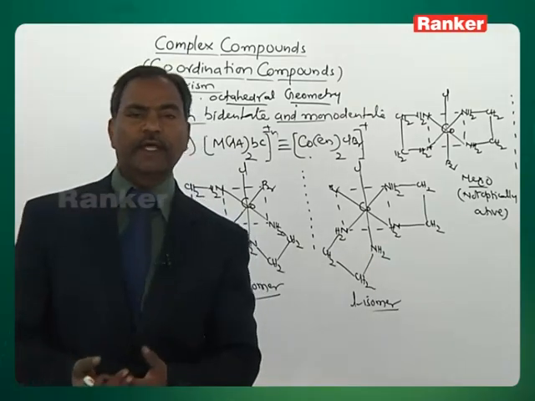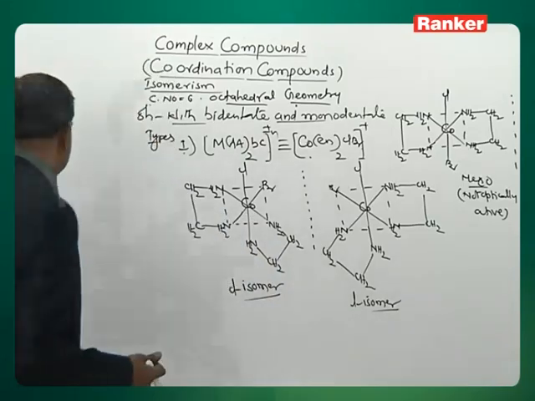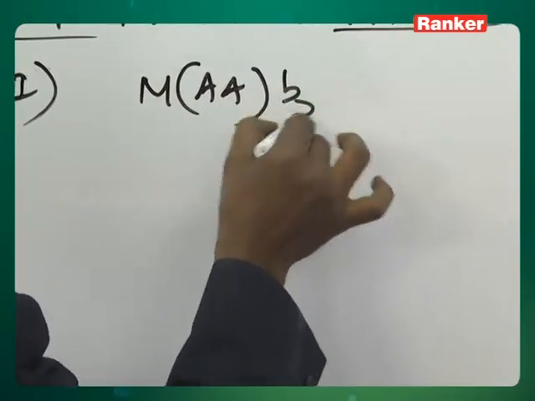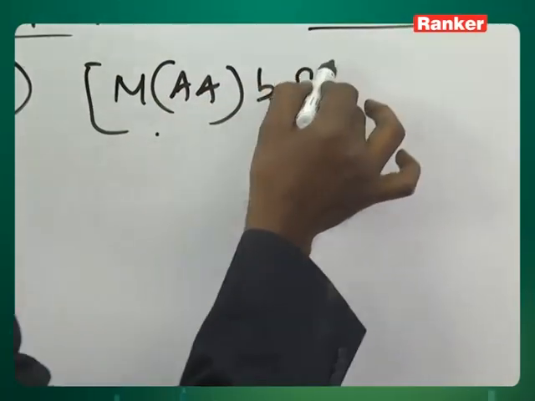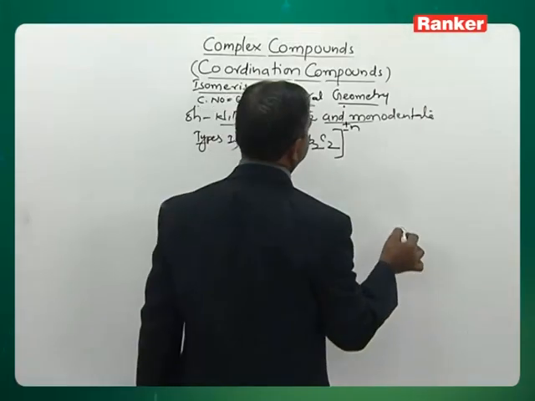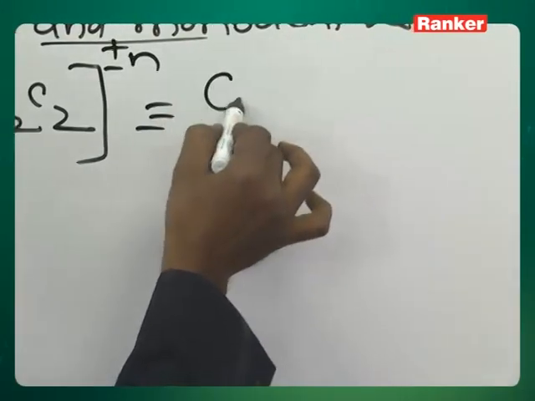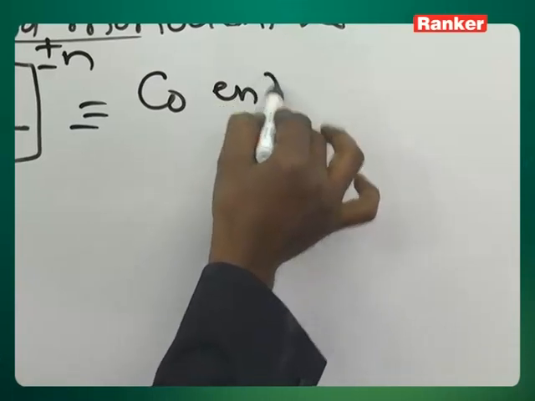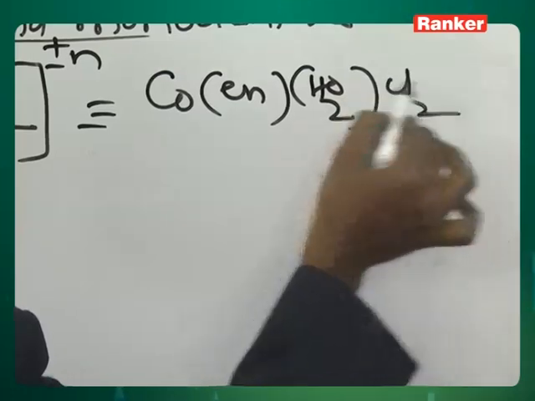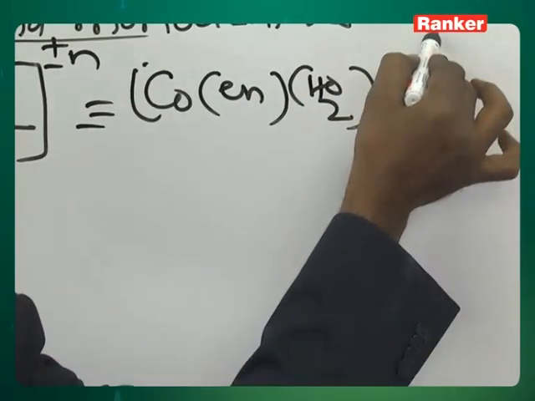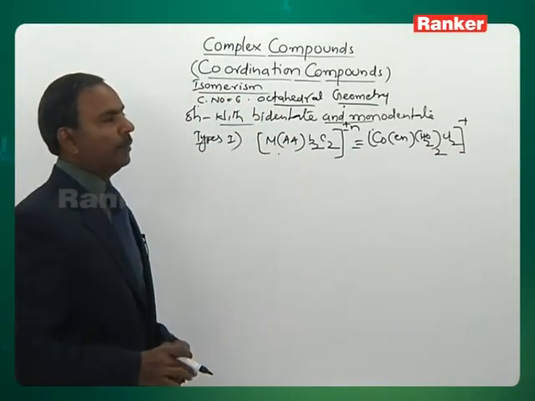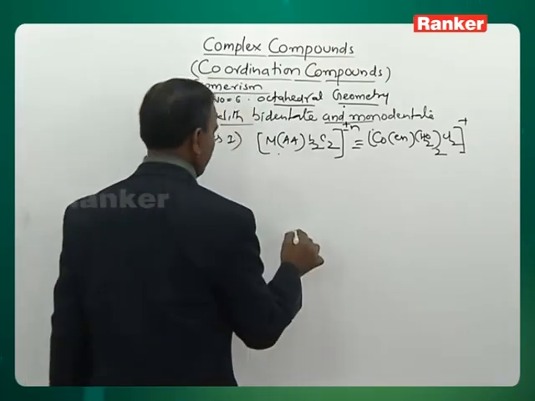Next, let us take M(AA)B2C2, and first only say M(AA)B2C2 plus or minus N. Let me write Co, en you take, en, H2O twice, Cl2. Right. This is B2C2 type. Let us write one cis complex for this.